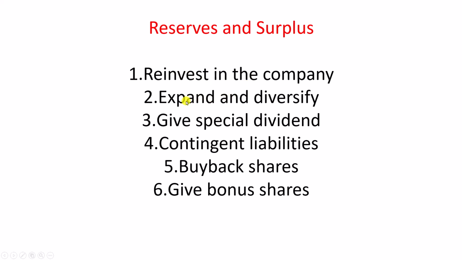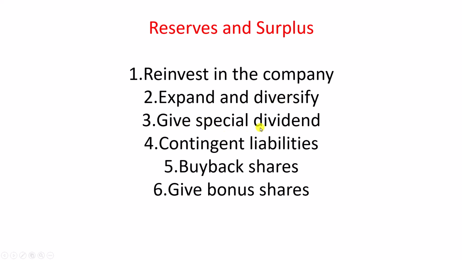Next, it can use the money to expand and diversify. Now, what do you mean by expand? Let us say that the company is currently producing coconut oils. It can move into a different sector, or it can go and produce something else. Up until now, it was producing coconut oil. It can move out of this area and produce almond oil or olive oils, or it can also produce soaps made from coconut oil or something like that. Okay, so move away from the current sector and produce something new. So that is what it means by expand and diversify. So the company can use the money from reserves and surplus to expand and diversify.